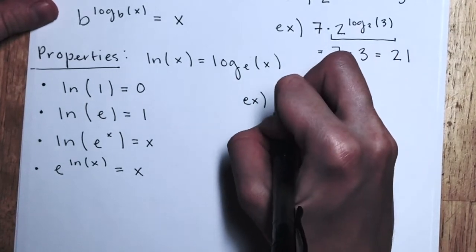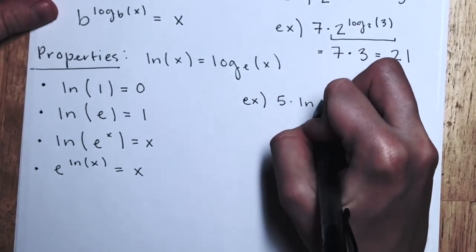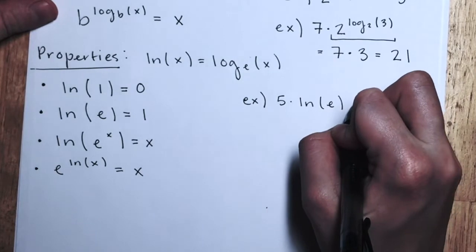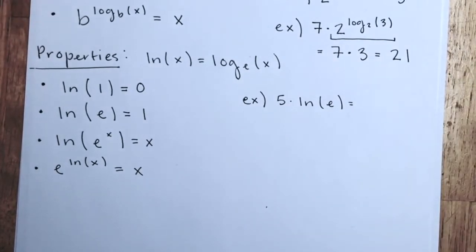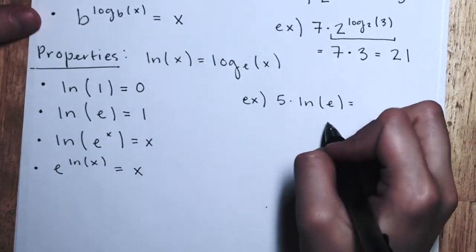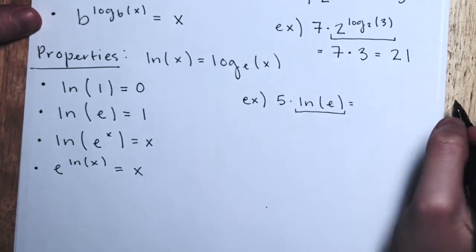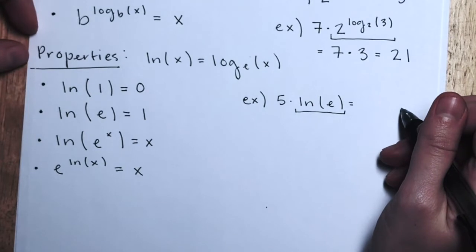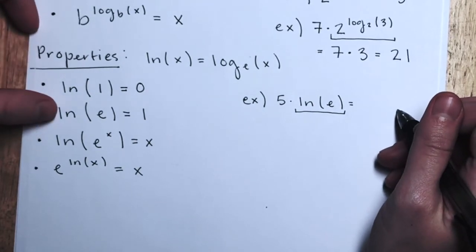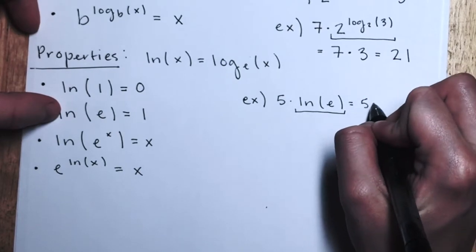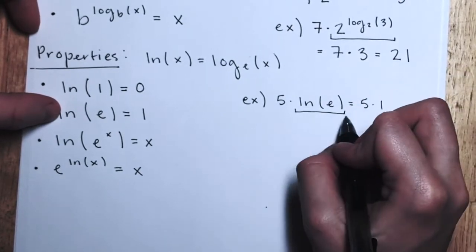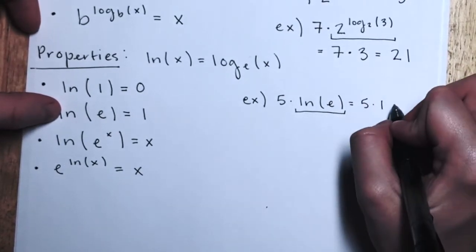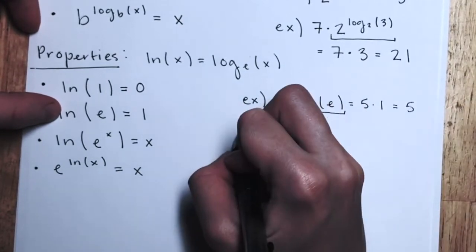Let's say we've got 5 times ln of e. So what is that equal to? Well, we want to look at this first. And we should know exactly what ln of e is equal to. 1, right? So we've got 5 times 1. We can replace that ln of e. We've got to bring the 5 along. This is just equal to 5.